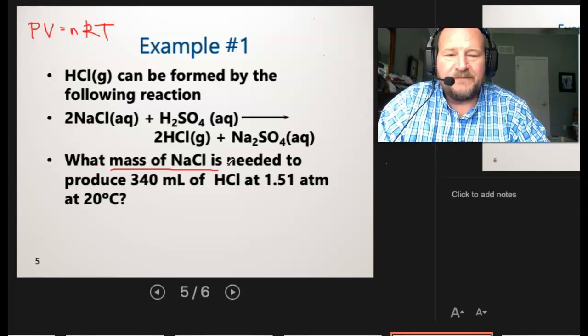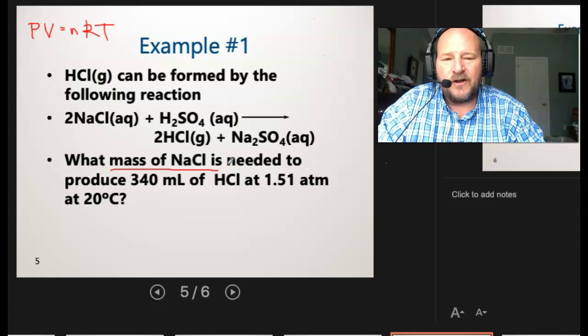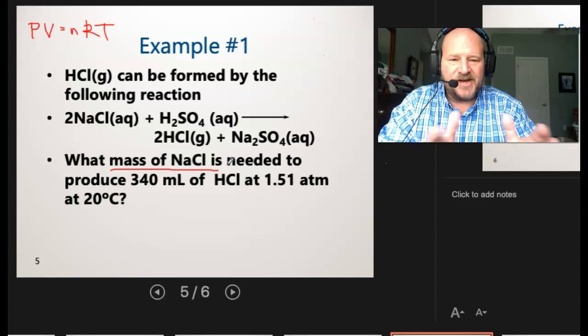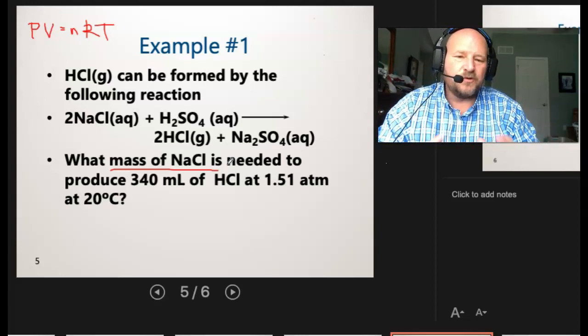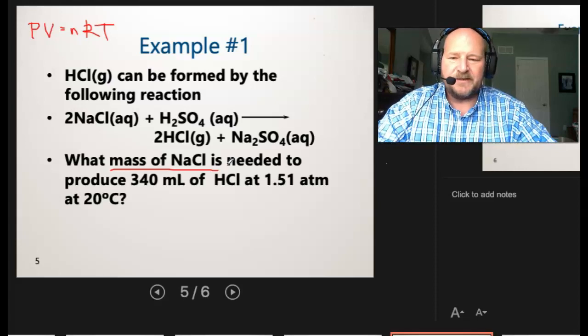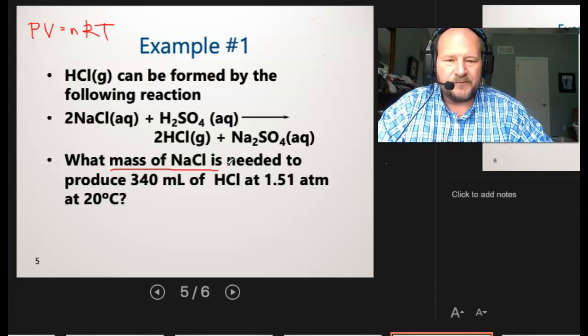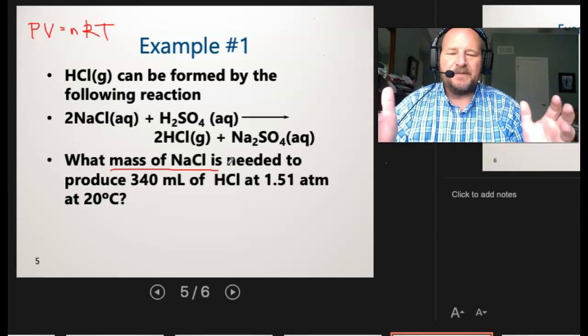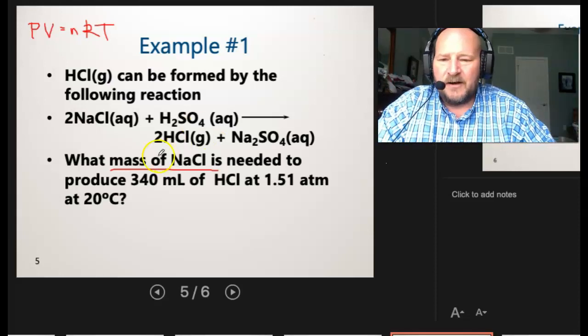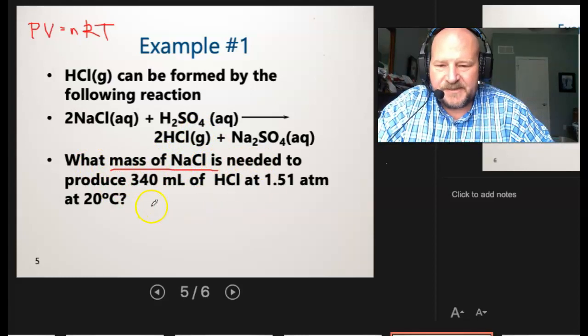Okay, so don't get confused by these things. You've learned all of these steps. It's just a matter of understanding which piece to use, which tool to pull out of the toolbox to get that job done. And then think about it as small little jobs. Don't think about it as one big job. It can get overwhelming. All right, so what is the mass of NaCl needed to produce this?